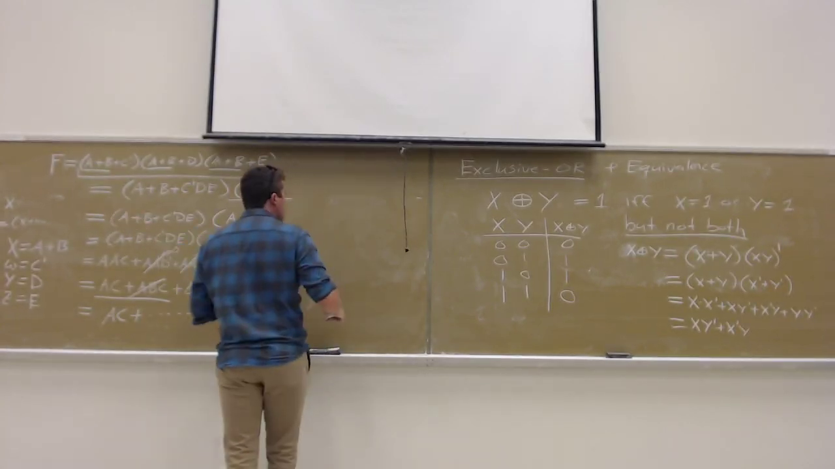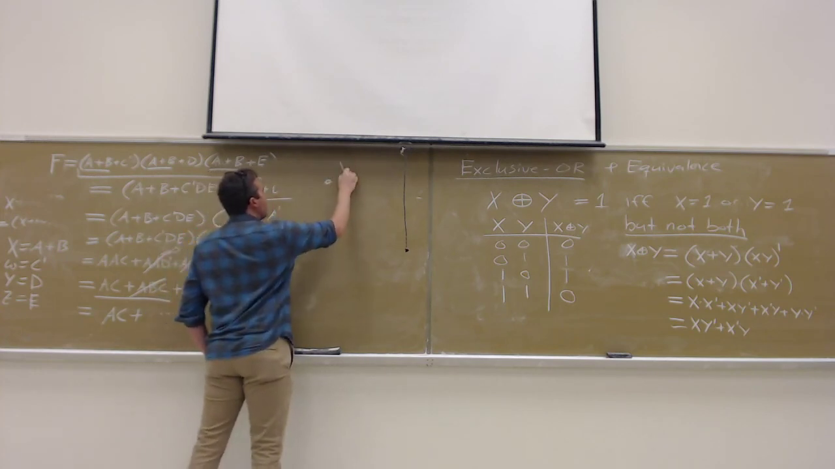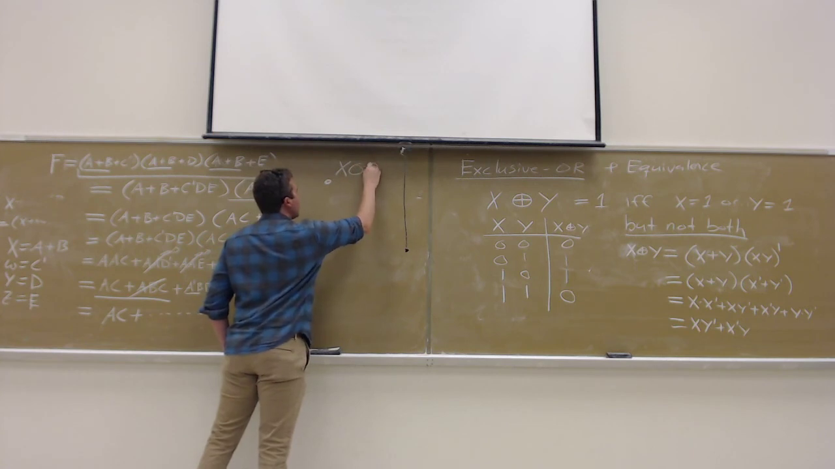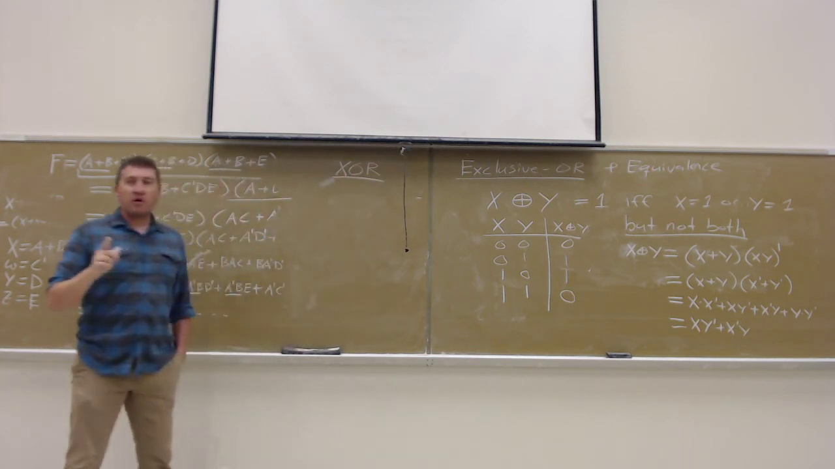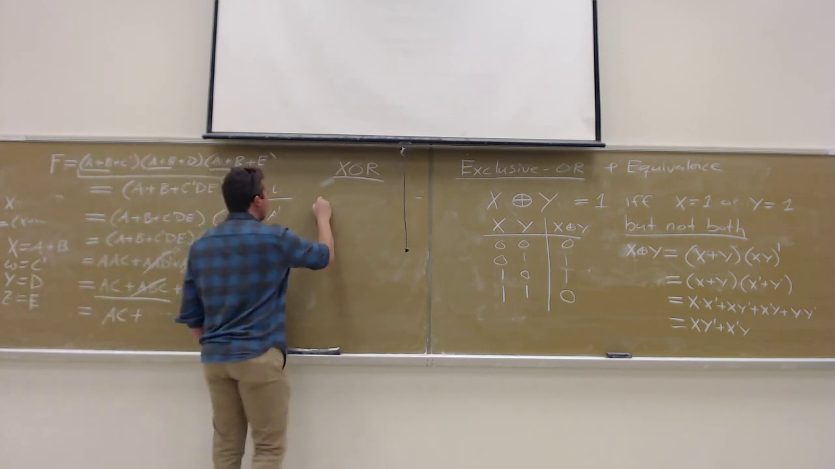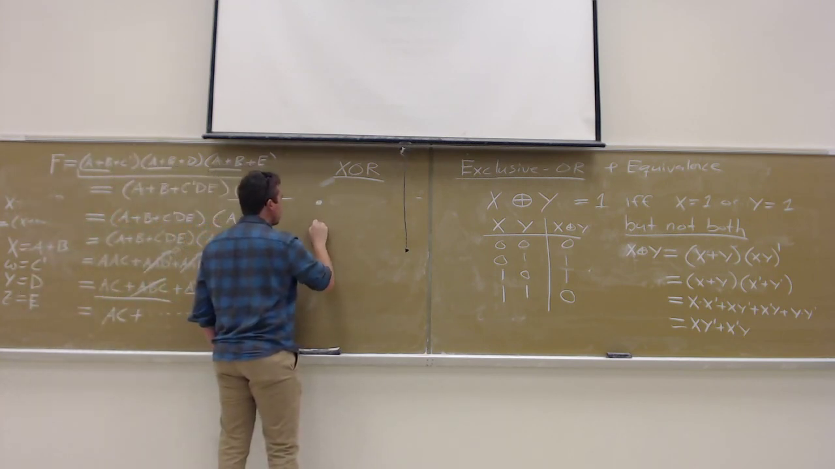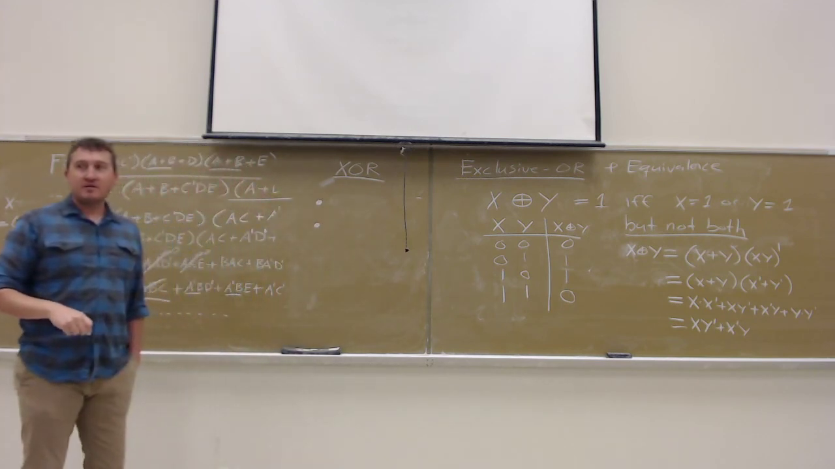The circuit schematic symbol for XOR, and by the way, the shorthand name for exclusive OR is XOR. And if anyone says ZOR in my class, you've got to fix it. It's XOR, it's not ZOR. I don't care what your high school computer science teacher said. It's XOR.